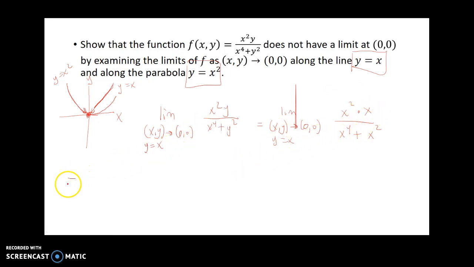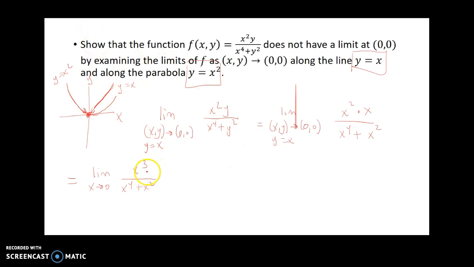Okay, so this is going to boil down to the limit of a single variable x approaching 0 of x cubed over x to the fourth plus x squared. All right, well, let's think about this. As x approaches 0, what is going to happen to this function?